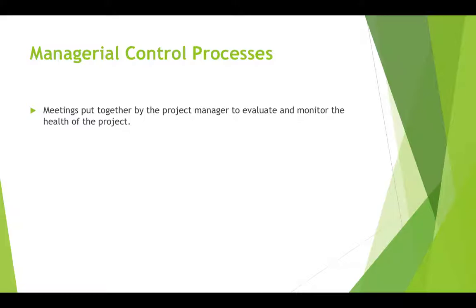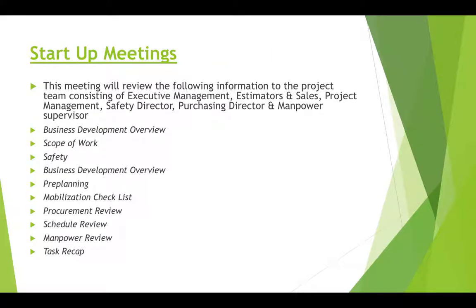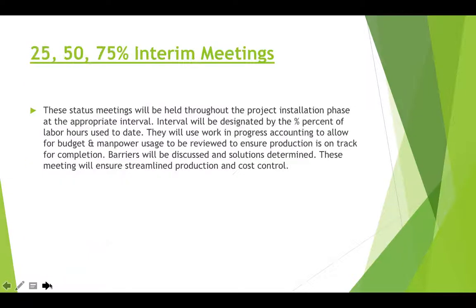The managerial control processes we will use to evaluate our project will be meetings, and we're going to use these to evaluate and monitor the health of the project. Our first meeting will be the startup meeting, and this is where we will review all the startup information with the project team and other stakeholders. Briefly, we'll go through business development, the scope of work, safety, our business development plan, pre-planning, our mobilization checklist, our procurement review, schedule review, manpower review, and the task recap.